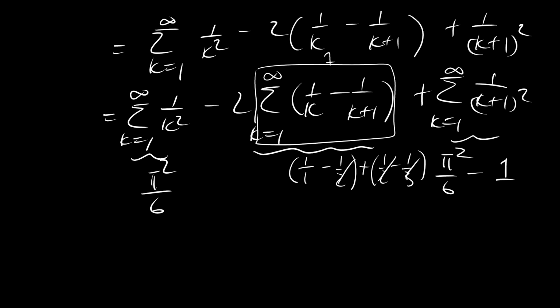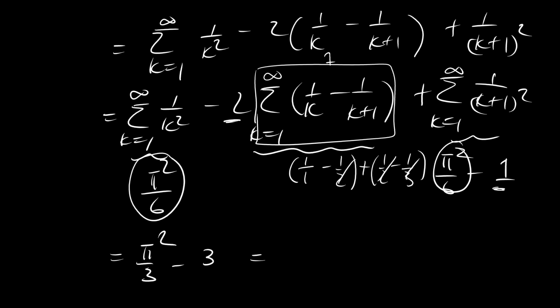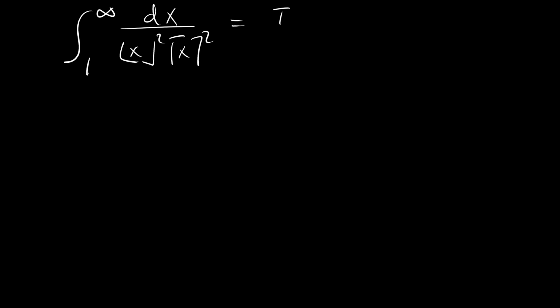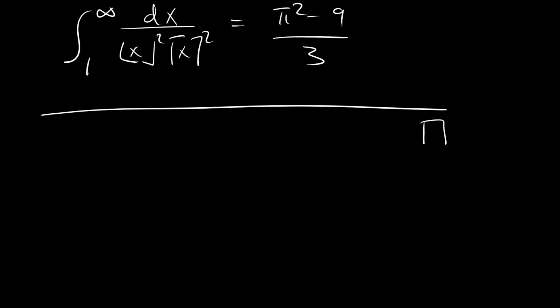So 1 times 2 is negative 2. Negative 2 here, plus this negative 1, becomes negative 3. And this plus this is pi squared over 3. So we have pi squared over 3 minus 3, which is equal to pi squared minus 9 over 3. So in other words, our integral from x equals 1 to infinity of 1 over the floor function of x squared times the ceiling of x squared equals pi squared minus 9 over 3. And that, ladies and gentlemen, is our answer.